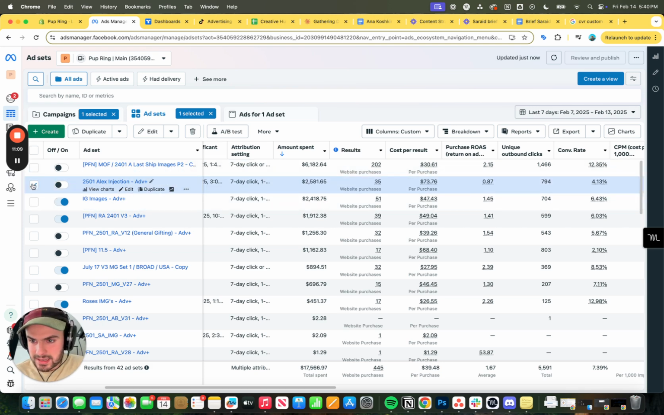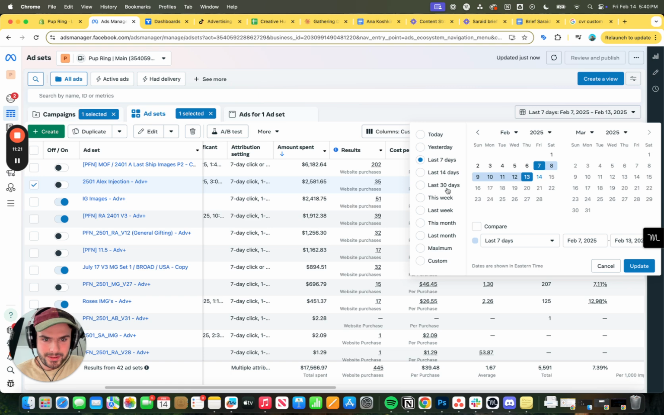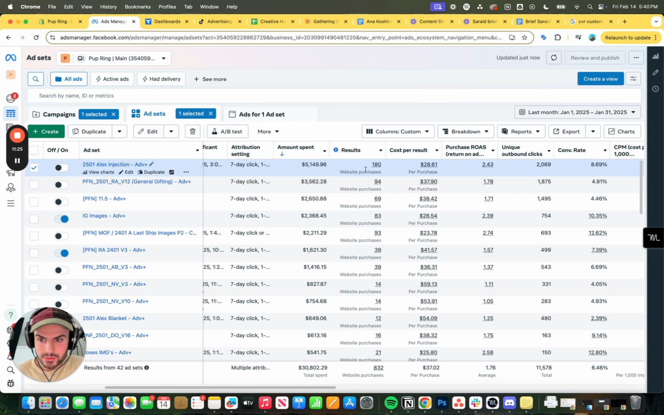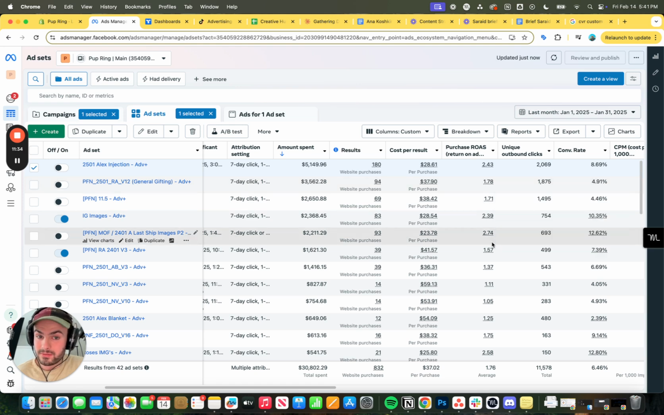Okay. So you can see this ad here, this Alex Injection ad that has really high cost per results, right? These are unprofitable cost per results. And this is an ad that we were just looking at the blended view this last month. So this last month, that was super profitable. That was a 2.43 return on ad spend. That was underneath our break-even cost per acquisition. It was making money.